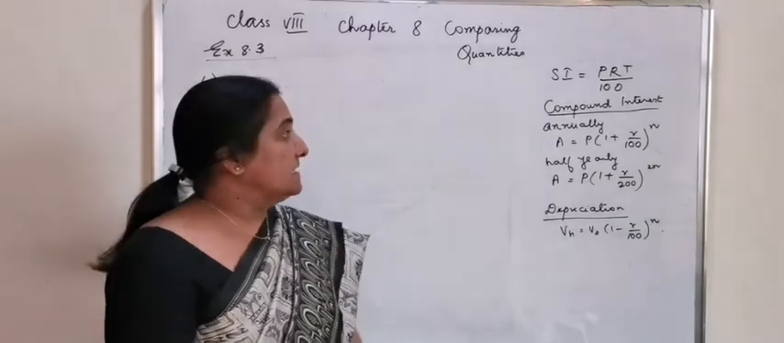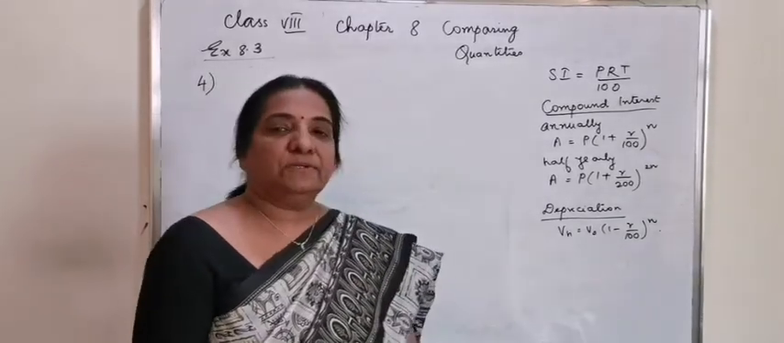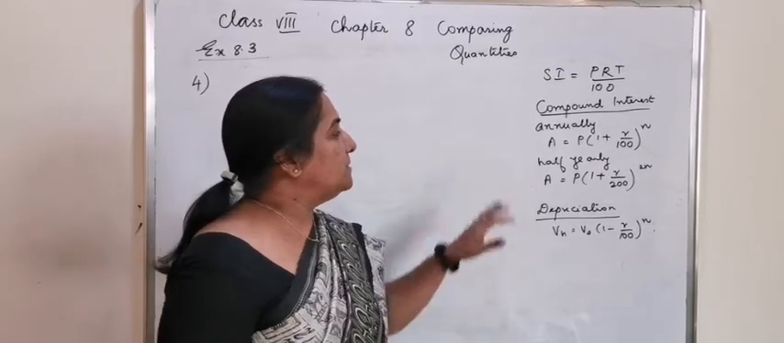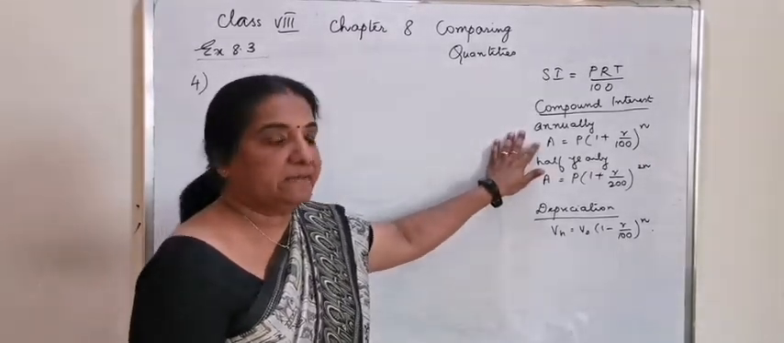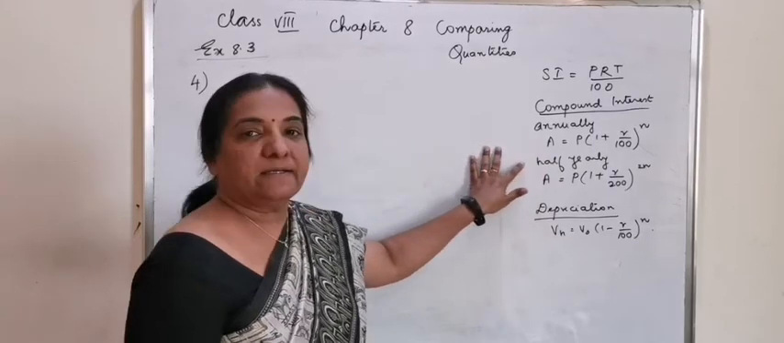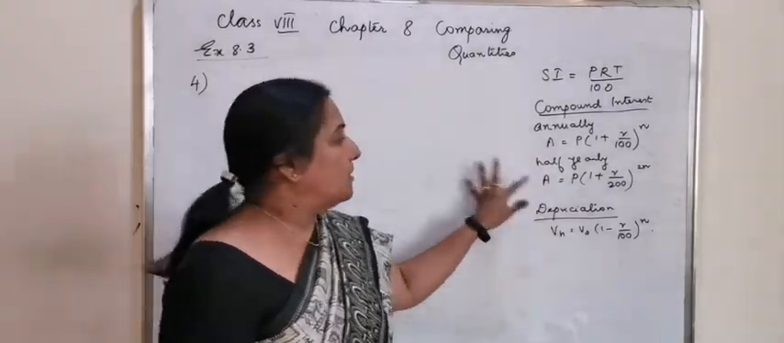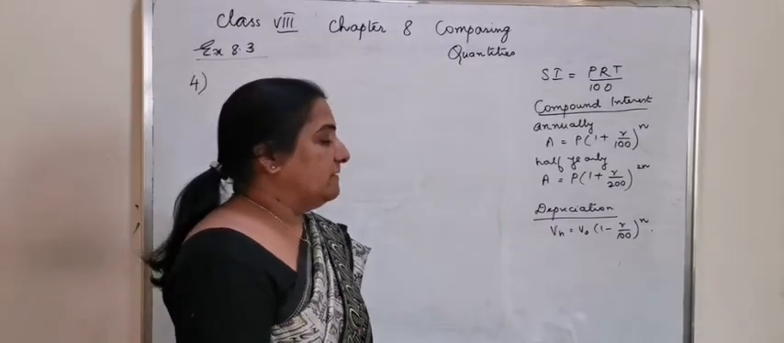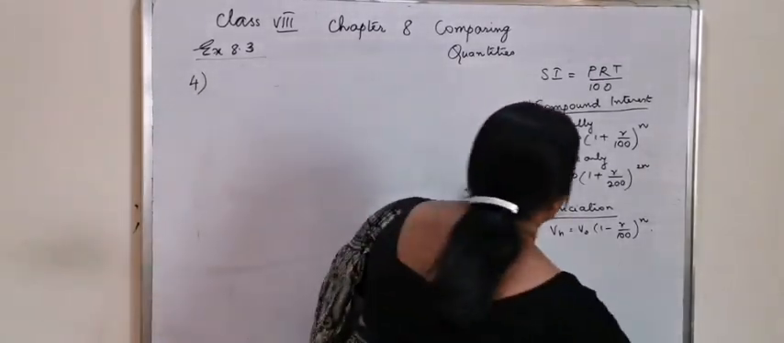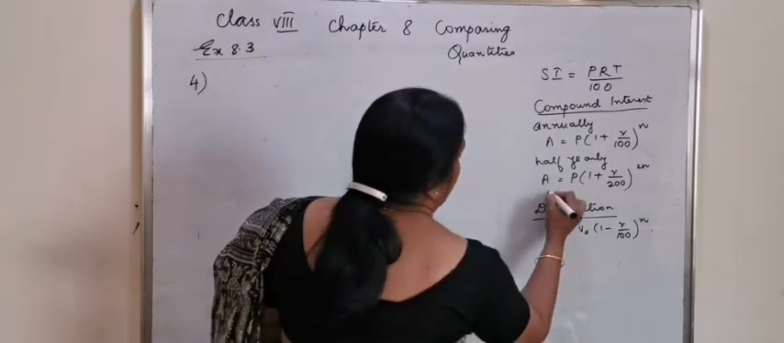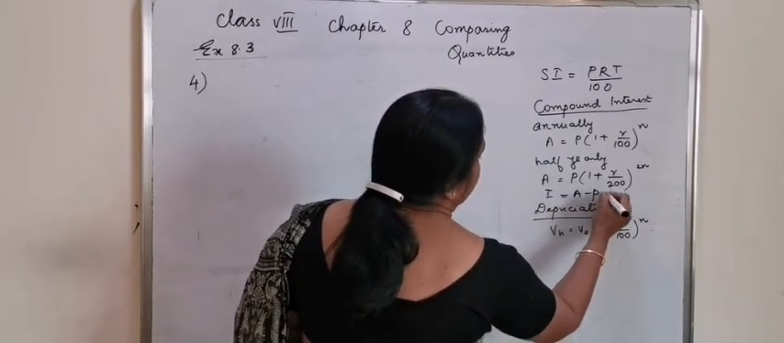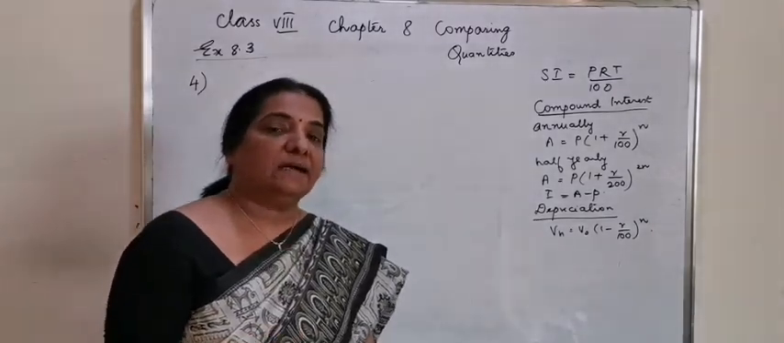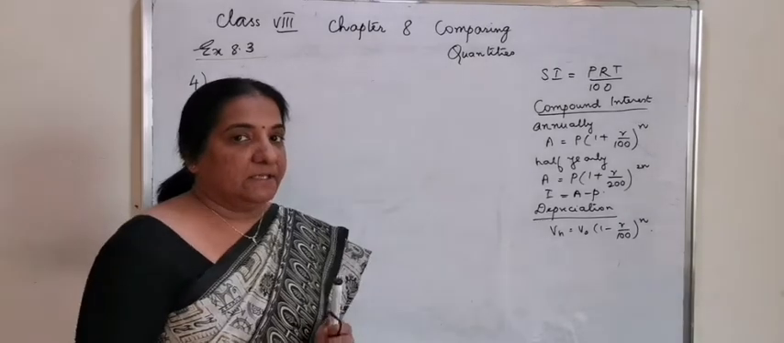Let's review the formulas. Simple interest SI is equal to PRT by 100. Compound interest when calculated annually, amount is equal to P into (1 plus R by 100) to the power of N, and if it is calculated half yearly, amount is equal to P into (1 plus R by 200) to the power of 2N. Whereas the interest will be calculated as I is equal to amount minus principal.